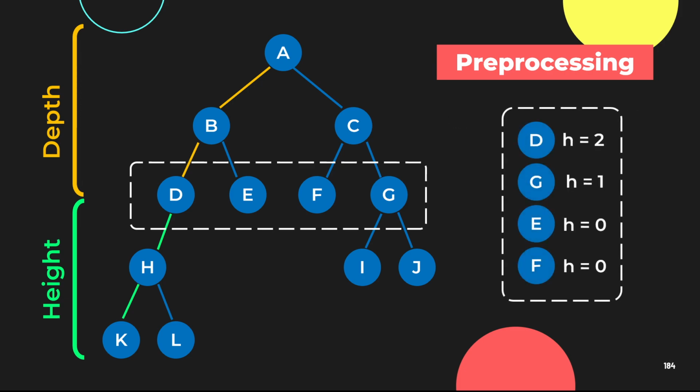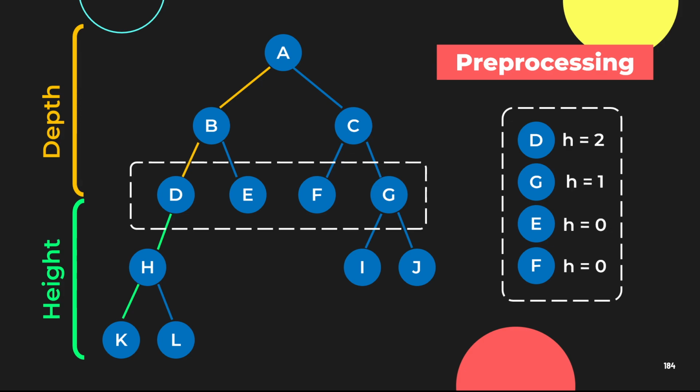So I can try to pull this out, and for each of the nodes, I will keep the height here. Instead of storing all of these heights, I can just store the two longest heights, the two greatest heights. In this case, I can disregard E, disregard F. I will just store D and G.